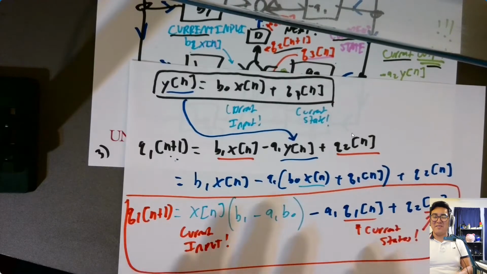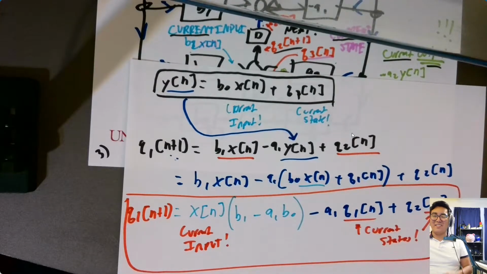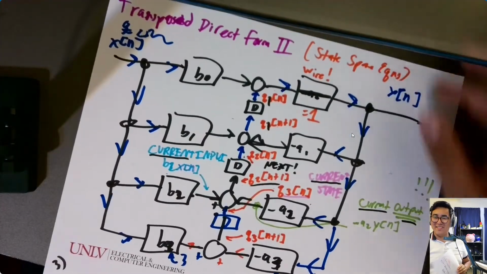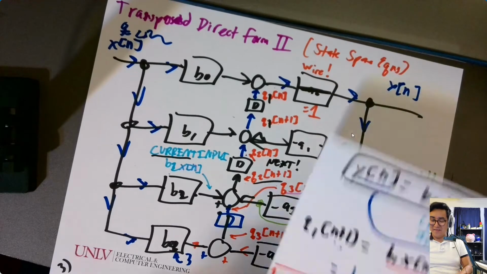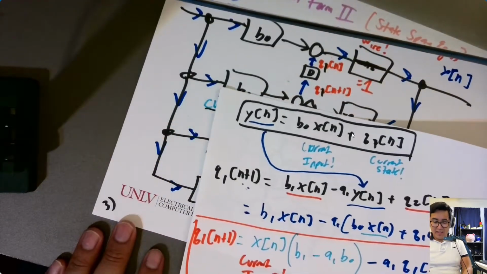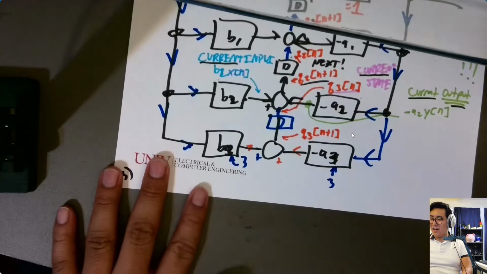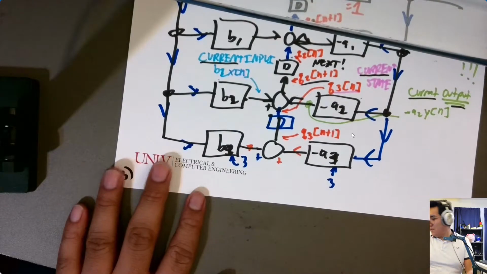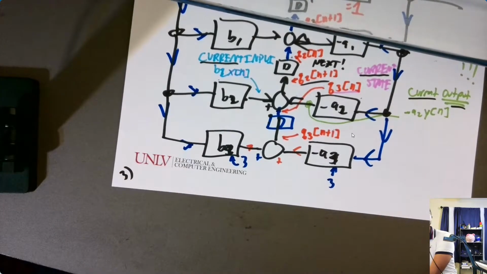So yeah, the transpose direct form 2, it's a little messy, but that's the price to pay for being the easiest block diagram to draw. So there's got to be a trade-off somewhere. And now let's solve for the next node that we have. It's page 4. Here's page 5.